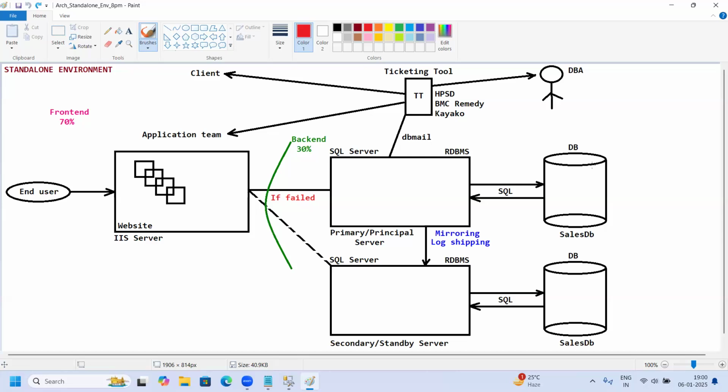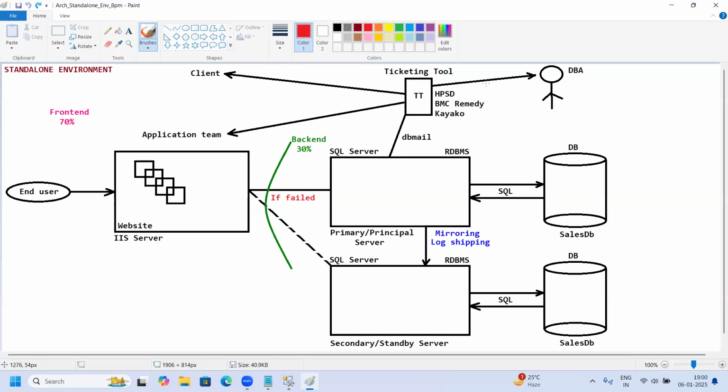Something happened. Imagine a situation where even the standby has failed, then we have a loss for the business. So you cannot lose your information. That is the reason the moment the primary server fails, DB mail will send a mail to the client, to the application team, to the DBA by using a ticketing tool.